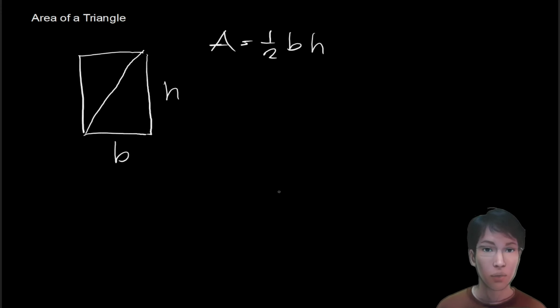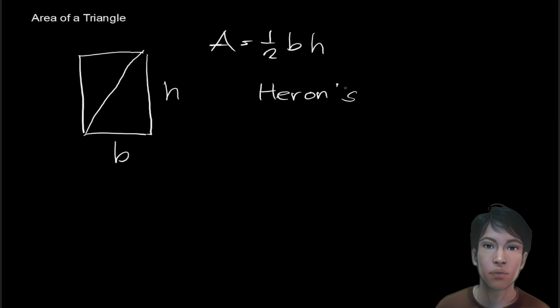And with that, let me introduce another formula for getting the area of a triangle. This is what you call Heron's formula.